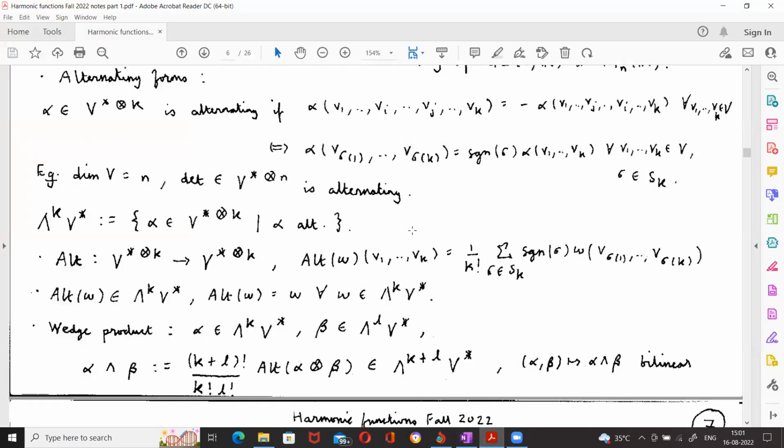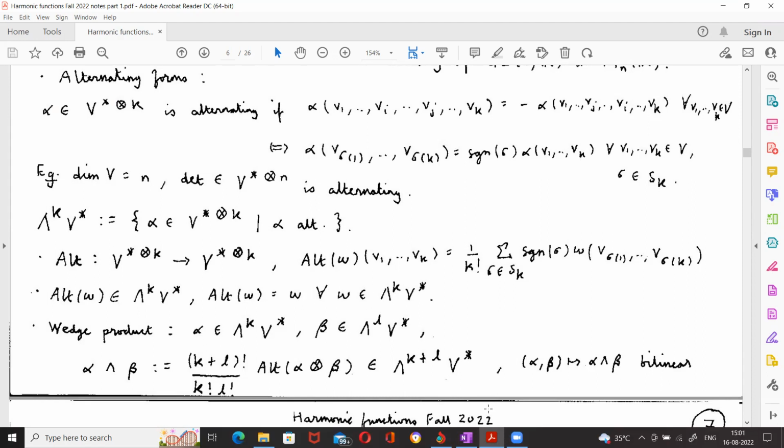For our purposes, we'll only look at alternating tensors. Here, a tensor means a multilinear function. Okay, when I say tensor, I mean a multilinear function. Okay, so now how do we construct alternating tensors, right?